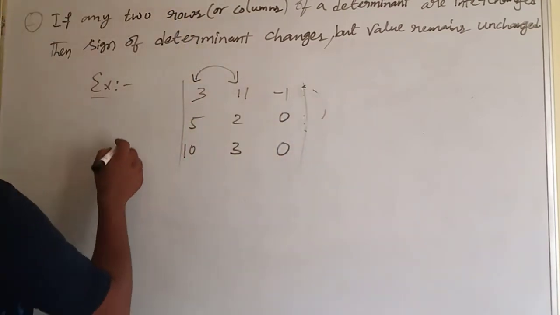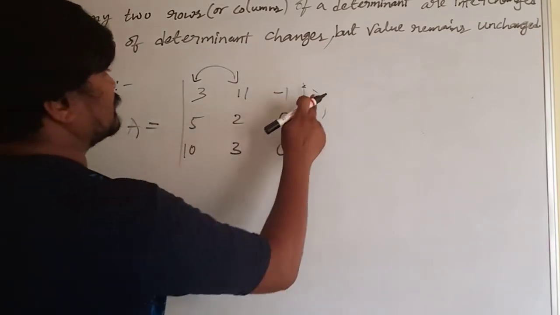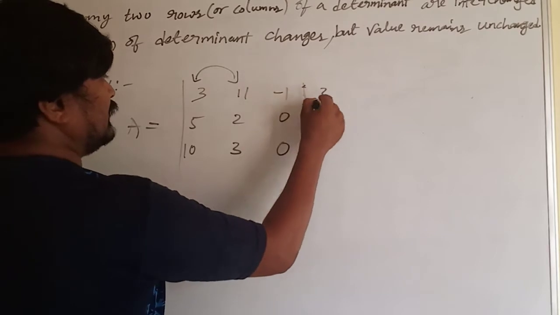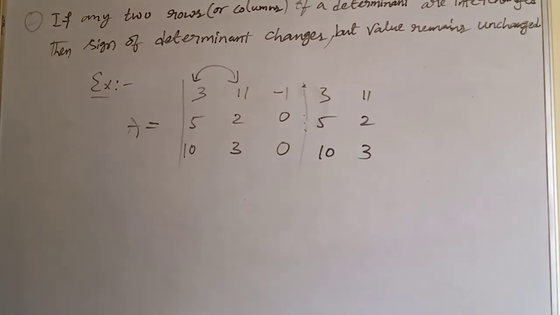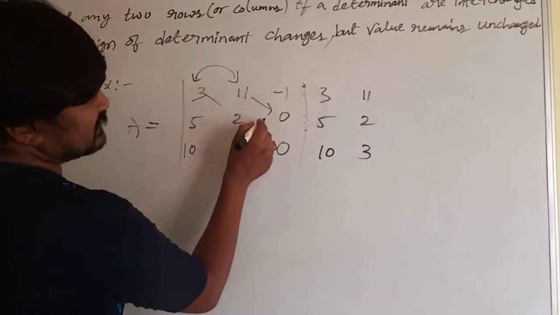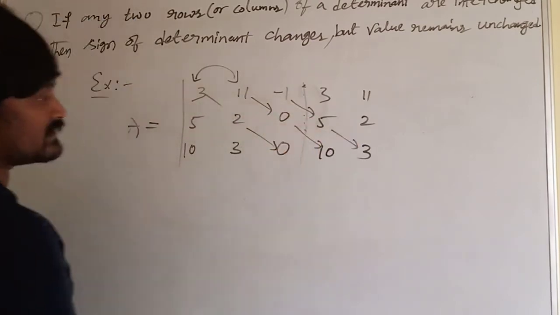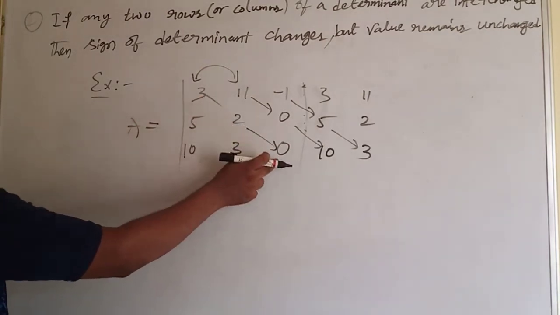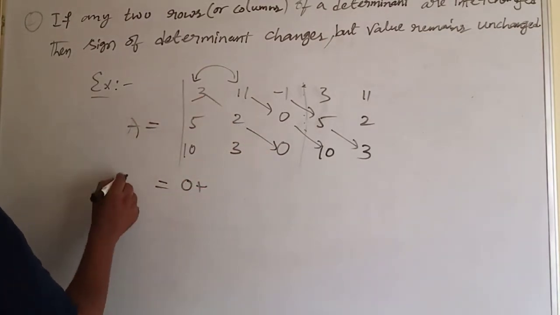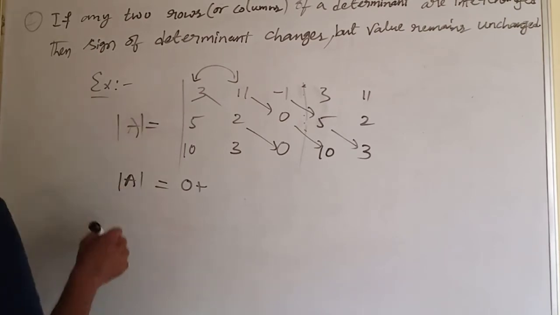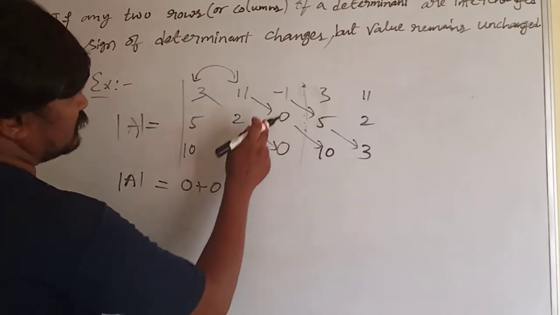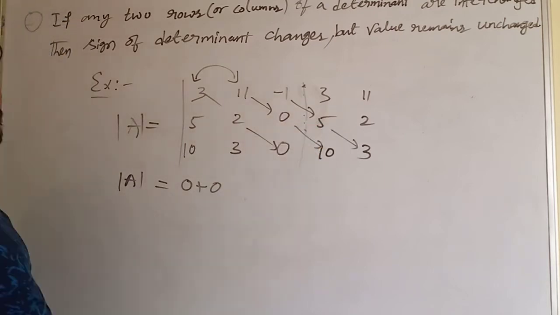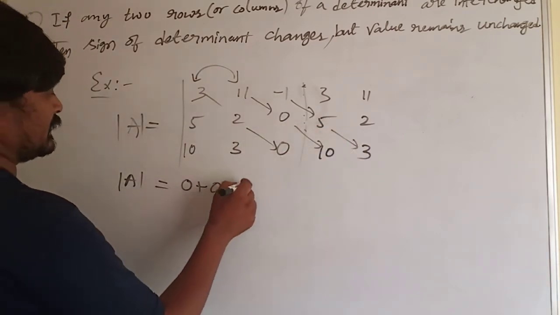First I'll find the det A. Let me think of this as A and find det A. So 3, 5, 10, 11, 2, 3. First let me find the answer for this. This is your first one, second one, third one. Now 3 into 2, 6, 6 into 0, 0, plus, and now 11 into 0, 0. Now minus 1 into 5, minus 5, minus 5 into 3, minus 15.